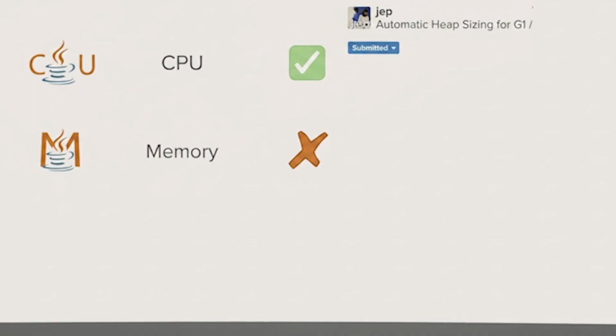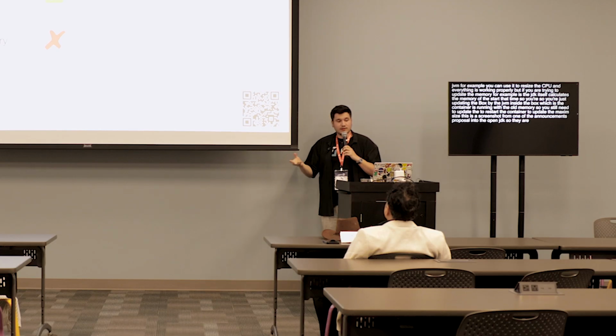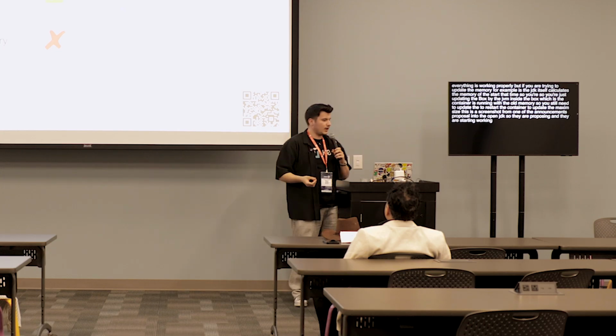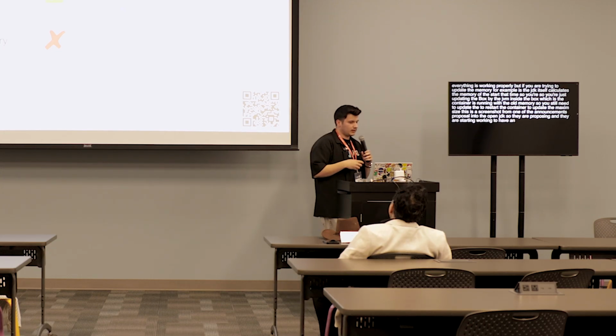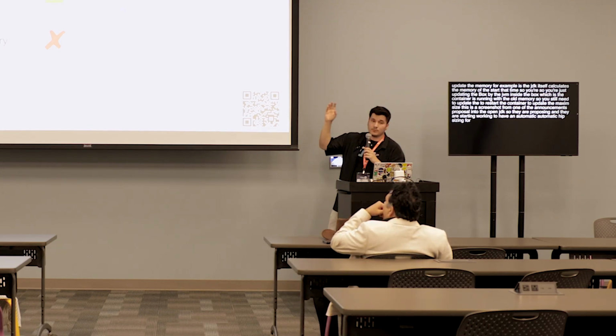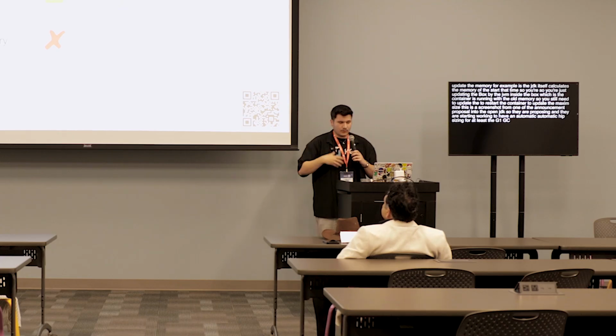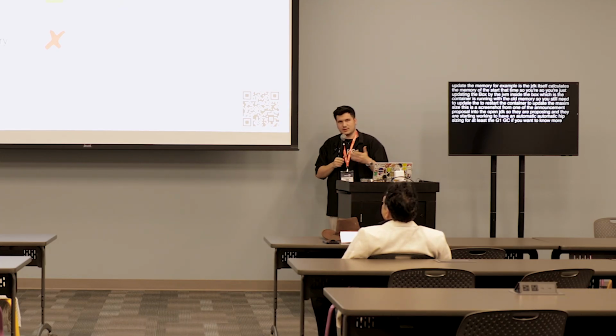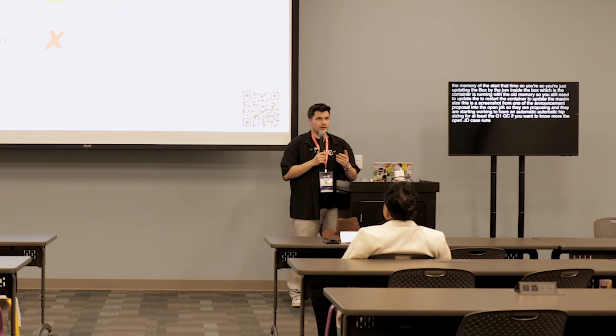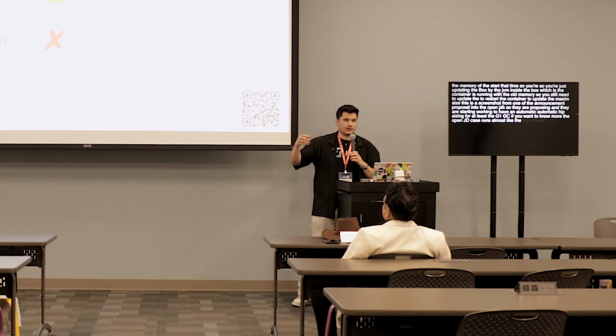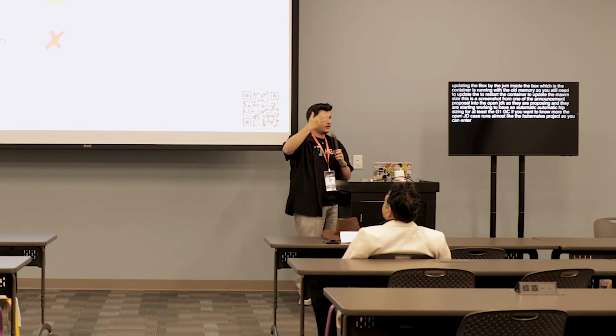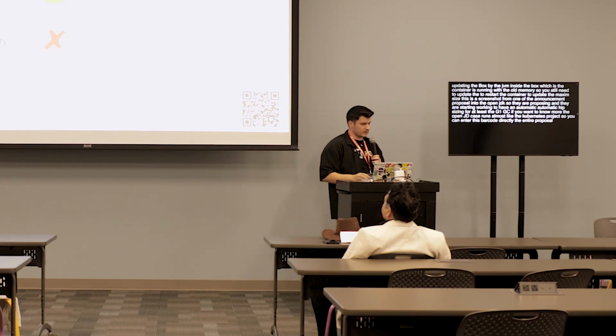This is a screenshot from one of the enhancement proposals in the OpenJDK. They are proposing, and starting to work on, automatic heap sizing for at least the G1 GC. If you want to know more, the OpenJDK runs almost like the Kubernetes project, so you can scan this QR code and read the entire proposal for this new feature.